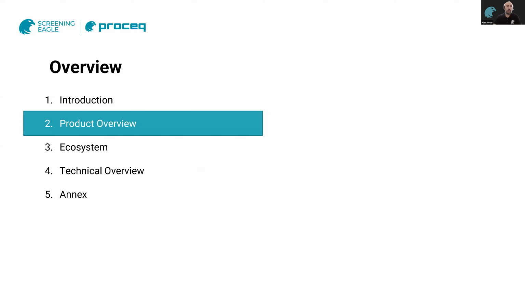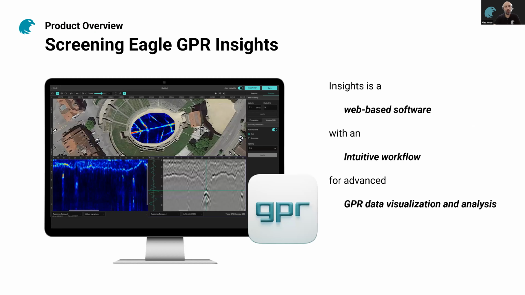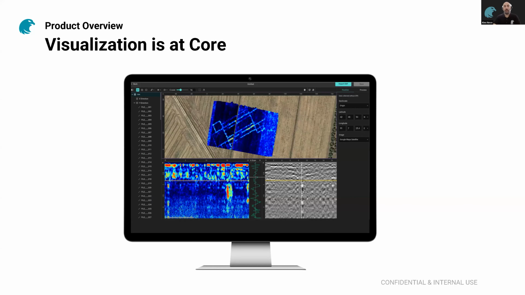So I'll show you now in the product overview how we are tackling these limitations. Screening Eagle GPR Insights is a web-based software with an intuitive workflow for advanced GPR data visualization and analysis. That would be the definition in one sentence of our new product. And we put a lot of emphasis on this sentence here: visualization is at core.